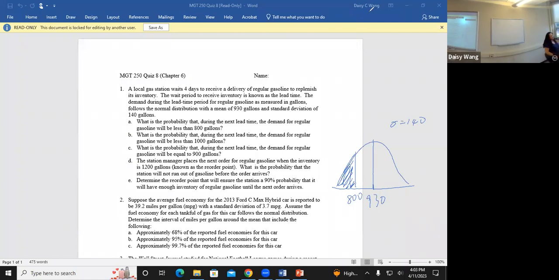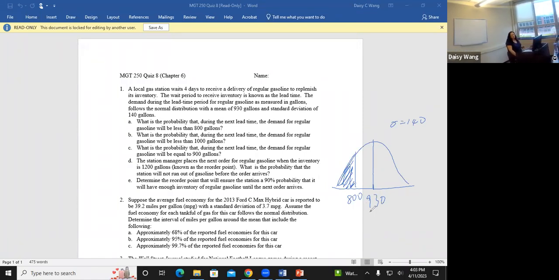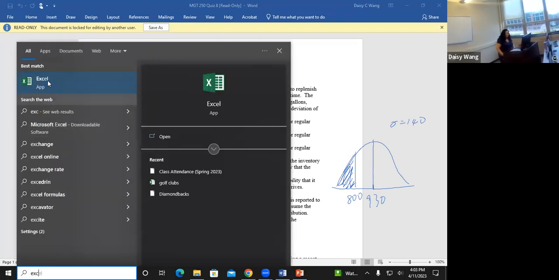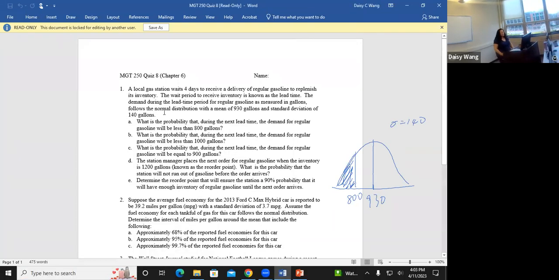Just to refresh your memory, usually we should do 800 minus 930, divided by 140. That's what we should do to find the z-score and then look up the table. But since we have Excel, we could just use Excel, and I think Excel will find us the Z table.